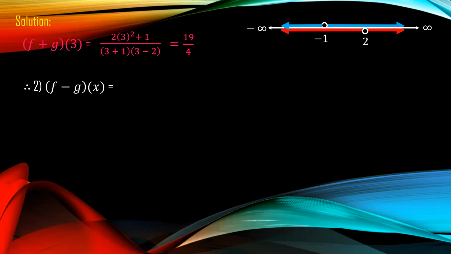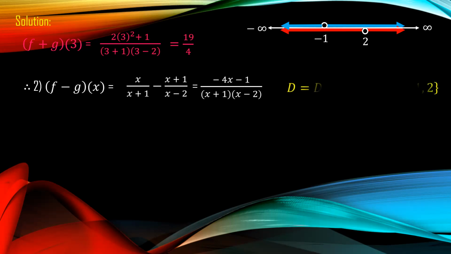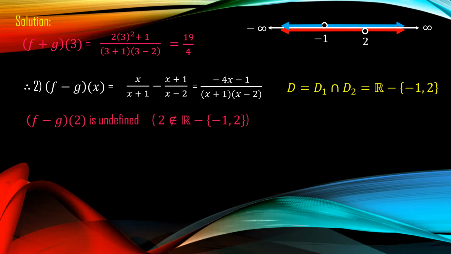Number 2, f minus g of x. It is equal to x over x plus 1 minus x plus 1 over x minus 2. In the simplest form, it is equal to negative 4x minus 1 over x plus 1 times x minus 2. The domain equals r minus the set of negative 1 and 2. To find f minus g of 2, it is undefined because 2 doesn't belong to the domain, r minus the set of negative 1 and 2.